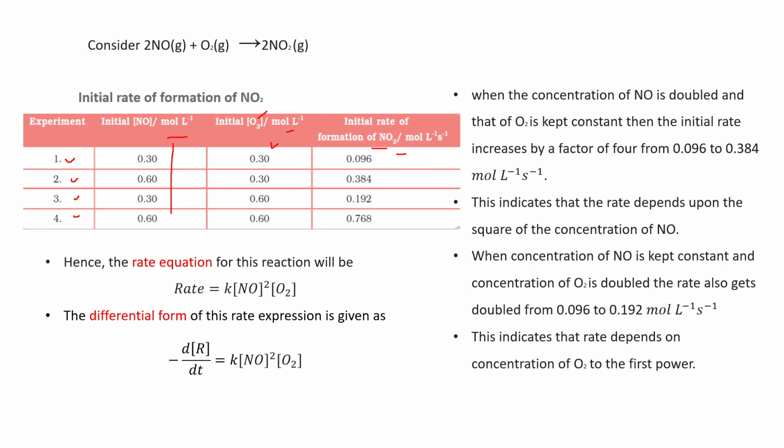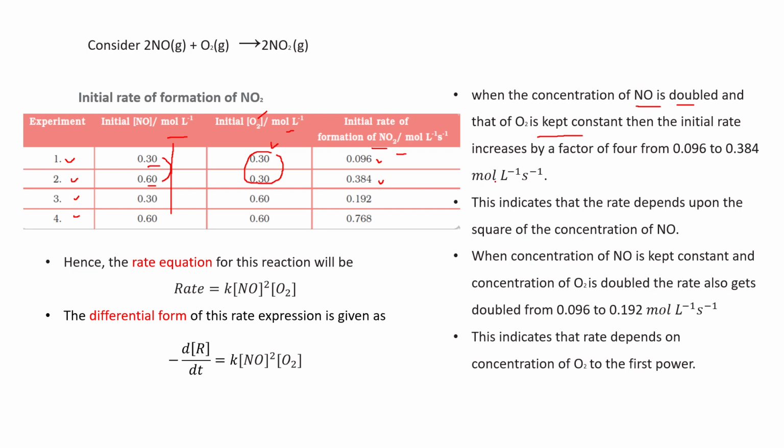Now just see some conditions. When the concentration of NO is doubled and O2 is kept constant, see experiment number 1 and 2. It goes from 0.36 to 0.60, which is double, but the concentration of O2 is constant. Now see the change in the initial rate of formation of NO2. This is from 0.096 to 0.384. If we compare, this becomes 4 times.